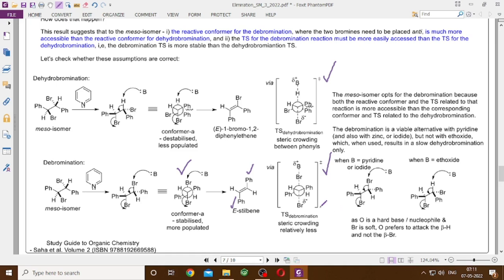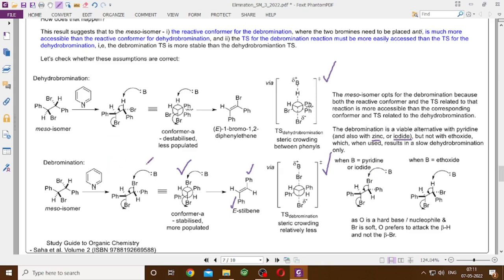debromination. So for the meso isomer, and this is important, given the opportunity, the molecule will undergo debromination instead of dehydrobromination. And that opportunity is given when you are treating this thing with, say, pyridine, or you are treating this thing with, say, zinc, or you are treating this thing with the iodide or something like that.